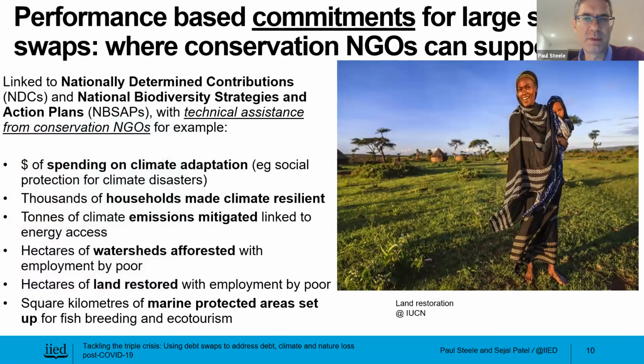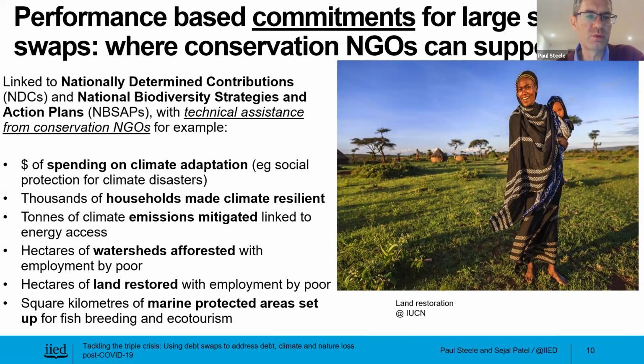So what would be the performance-based commitments for large-scale swaps? And this is, I think, where conservation NGOs can come in and provide support. So it's less on actually managing the funds through the trust fund and more on the commitments, which would be linked to nationally determined contributions, or NDCs, from the climate point of view, or national biodiversity strategies and action plans, or NBSAPs, for the biodiversity point of view, with technical assistance from conservation NGOs. And here are some examples for such commitments.